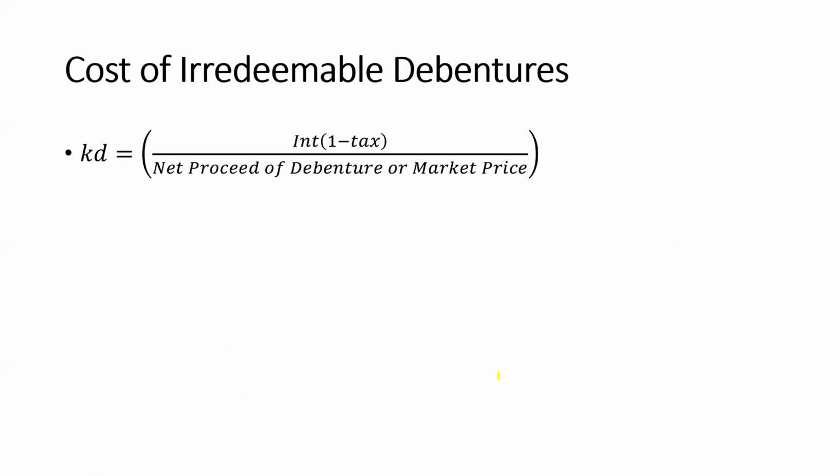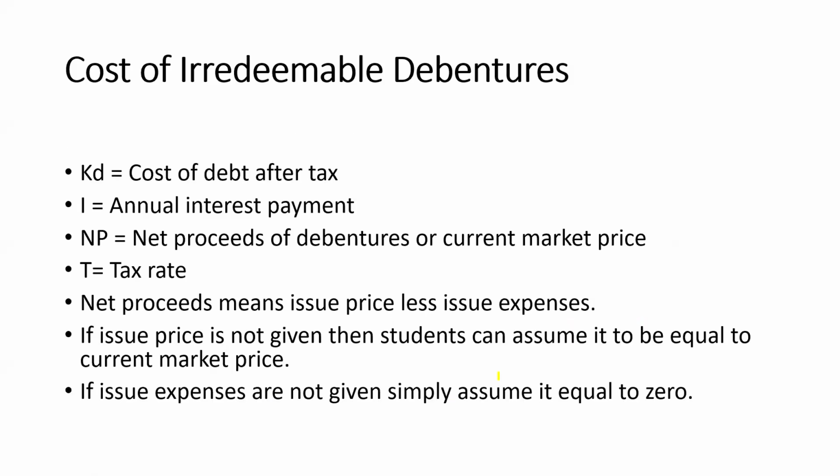So this is the formula for the cost of irredeemable debenture. The cost of irredeemable debenture is the interest into (1 minus tax), because you get the tax shielding advantage, divided by the net proceeds or the market price of the debenture. This is the formula for an irredeemable debt instrument, where KD is the cost of debt after tax, I is the annual interest payment, and NP is the net proceeds or the market price.